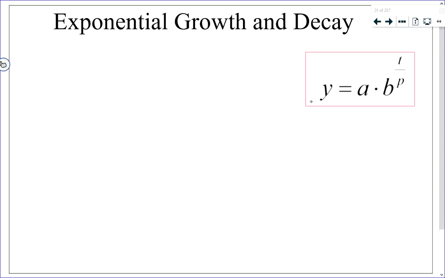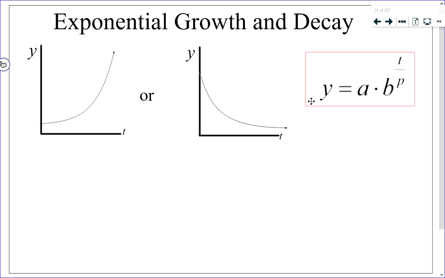To give you some illustrations here, I guess we'll talk about the two shapes first of all. It can look like this or this. The graph on the left is increasing, the graph on the right is decreasing, but we use these words now instead.